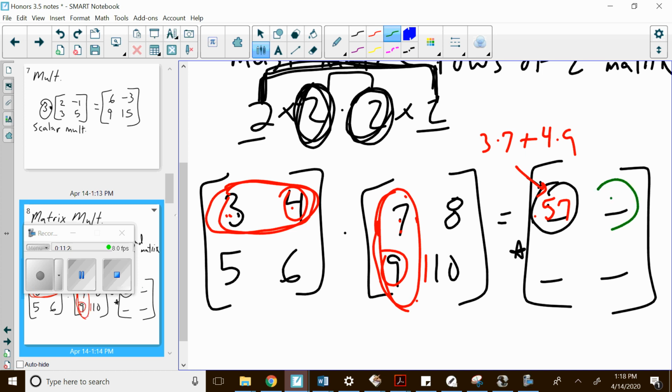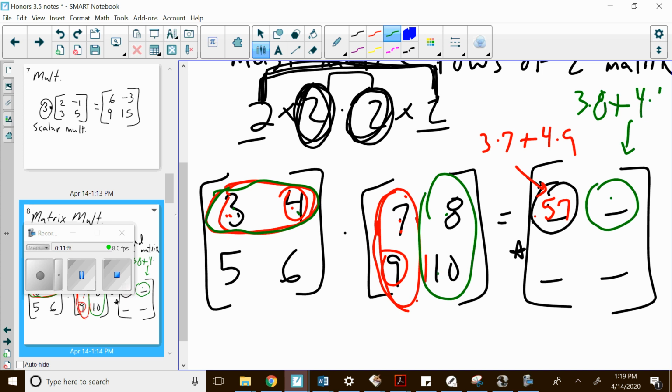Let's keep doing this and you'll see how it works. Let's try to find the element in the first row and the second column of our matrix here. Okay, so what this would be doing is combining the first row here with the second column over here. Okay, so now it would be a matter of 3 times 8 and then adding it to 4 times 10, which is 24 plus 40, which is 64.